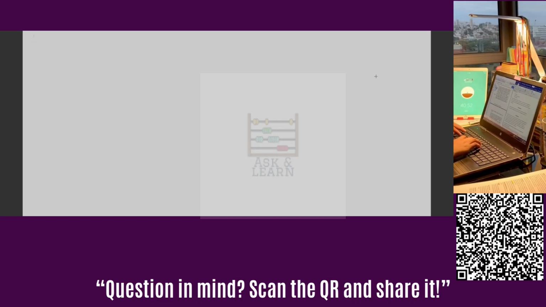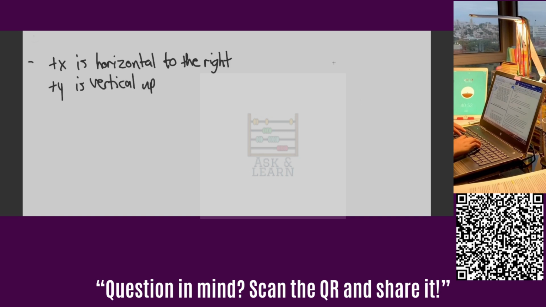So here we're going to say that the plus x direction is horizontal to the right. And then we can say our plus y is vertical up. We know this would be for part A.